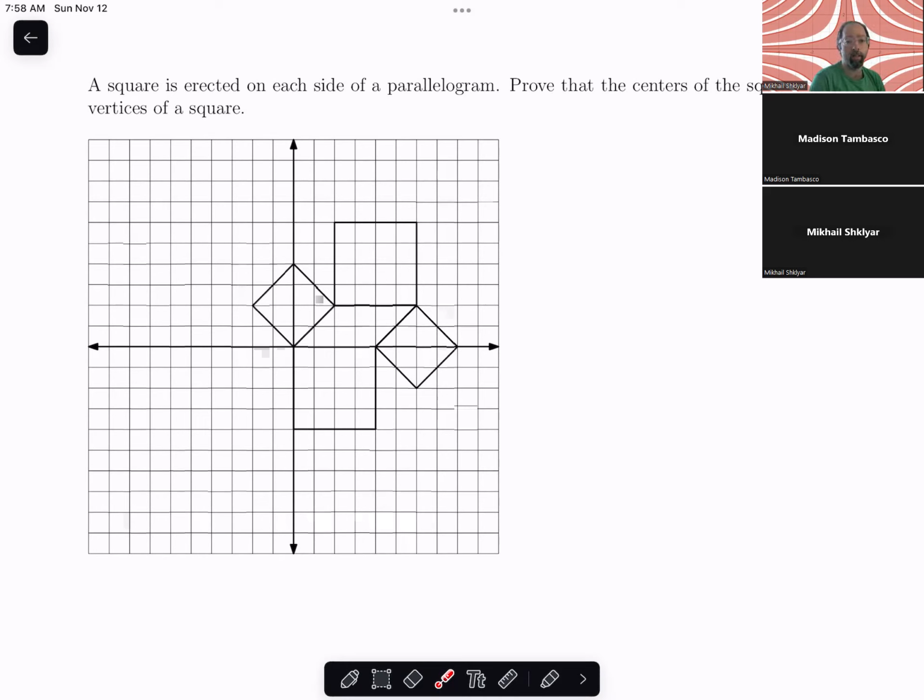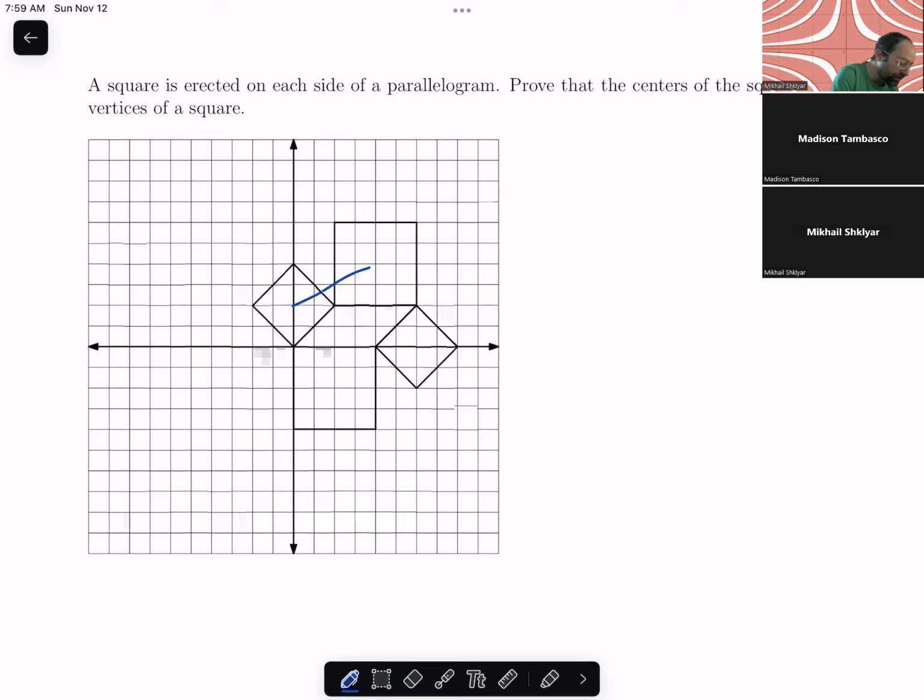By the way, good luck doing it in a two-column proof geometrically. It's not that hard. Well, it's possible. I would say it's like an average math team level problem. So yeah, if you want to try it out geometrically, well, go for it.